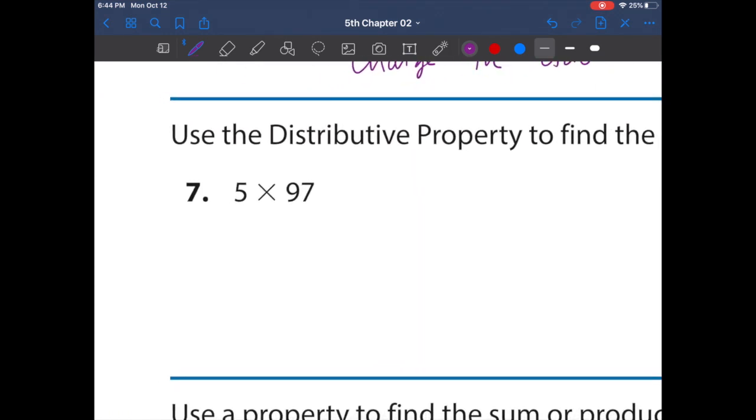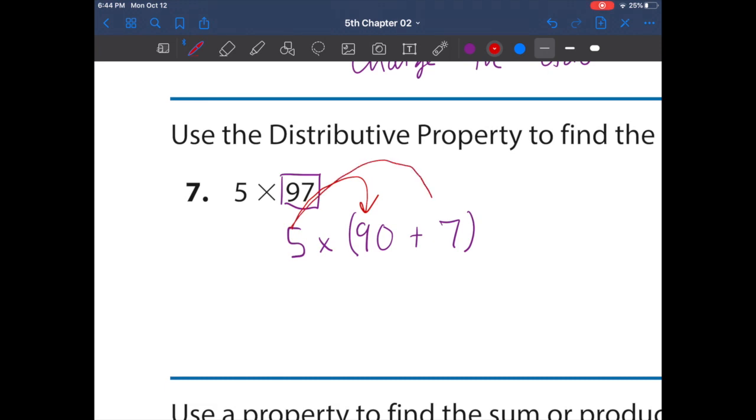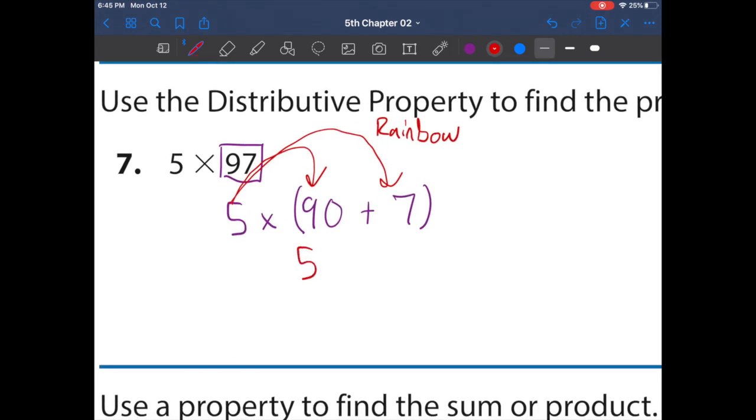It says use the distributive property to find the product. So we want to break up this 97. How do we break up this 97? Well, let's think of two easy numbers. So we're going to do 5 times, I think 90 is a good one, plus 7. So now I just want to do the distributive property. So 5 times 90 and then 5 times 7. Remember, I like to call this the rainbow because it looks like rainbows. So let's rewrite it. 5 times 90 plus 5 times 7.